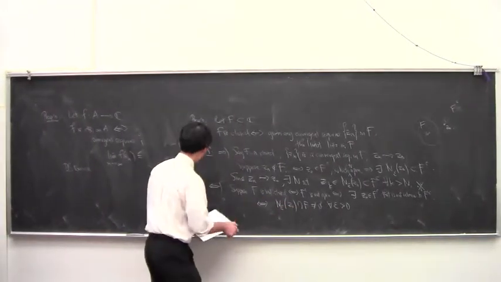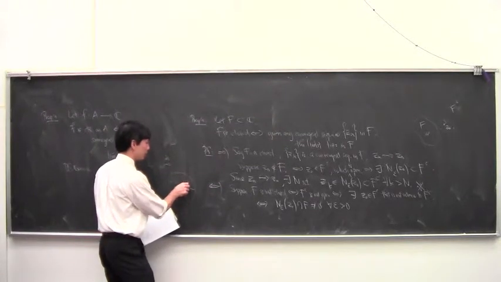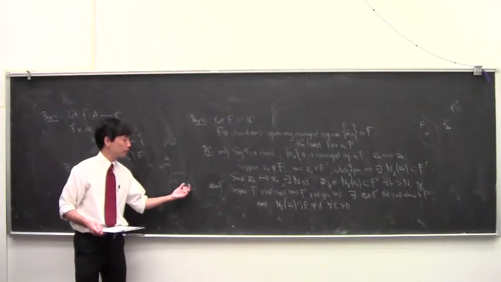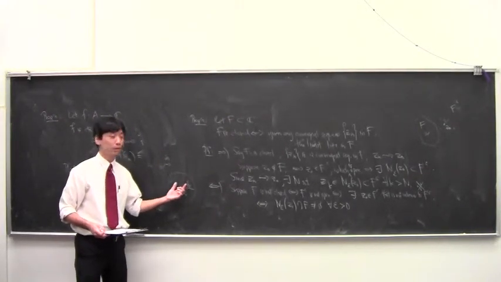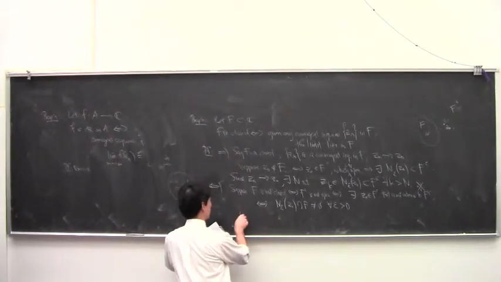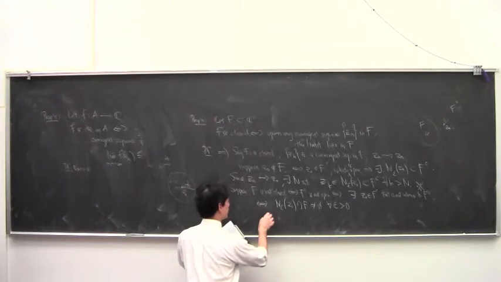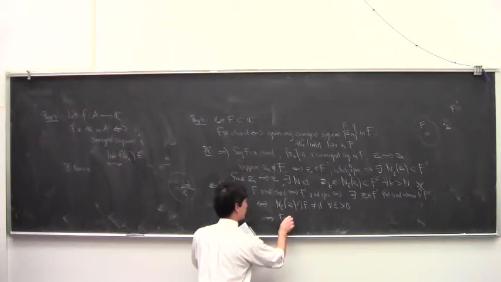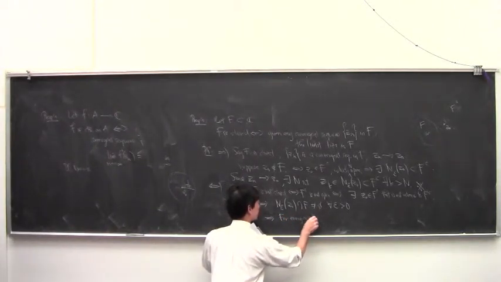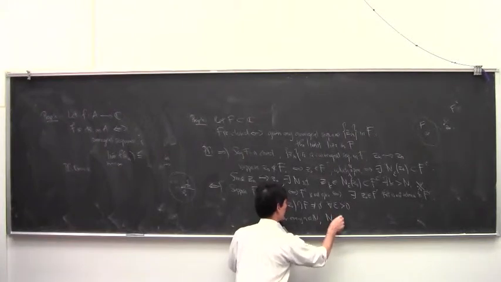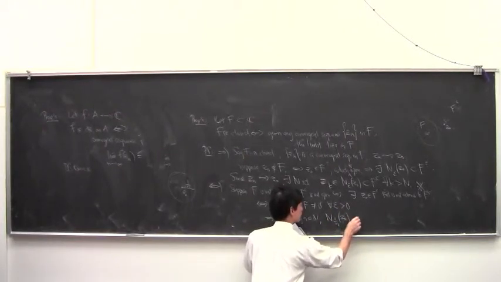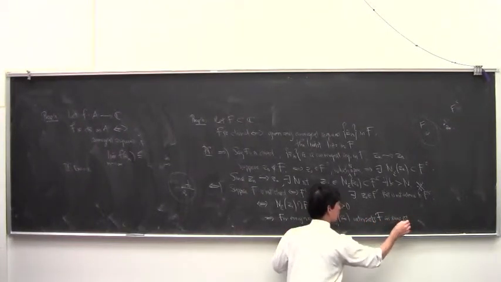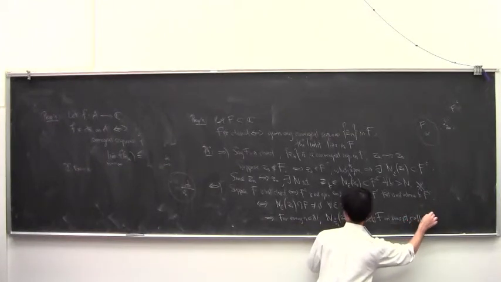Right? So what we're going to do is take a sequence of neighborhoods of radius 1 over n. Okay. And in each one, we're going to choose the point that lies in F. So for every n, the ball of radius 1/n around Z_0 intersects F in some point. Call it Z_n.